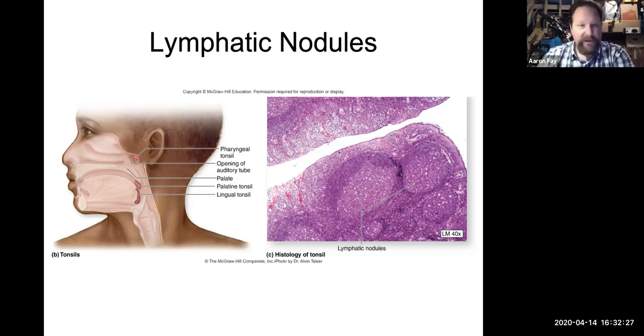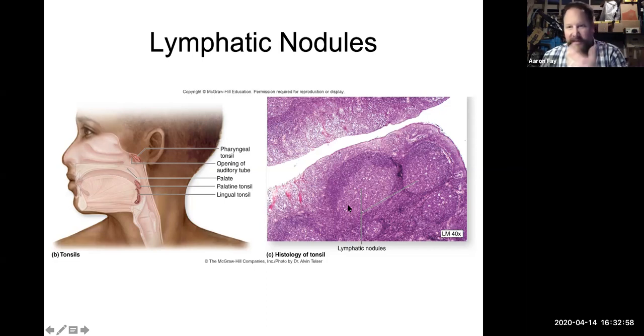What are they? They're just lymphatic nodules. Well, what are lymphatic nodules? They are B cells and macrophages surrounded by T cells. So that's one lymphatic nodule, here's another, a third, a fourth, a fifth, a sixth over here. And these little channels, those are the crypts that allow saliva and mucus to percolate through the tonsil and allow these lymphatic cells to detect antigen.